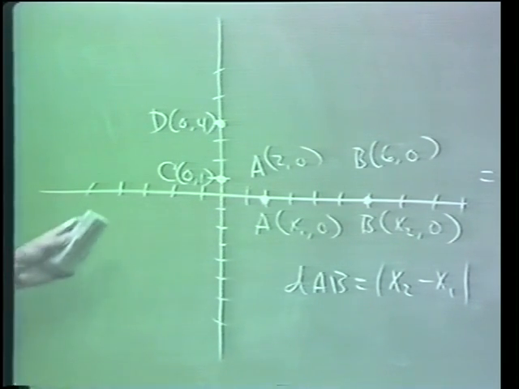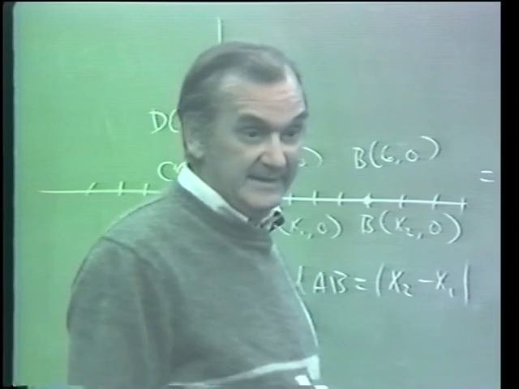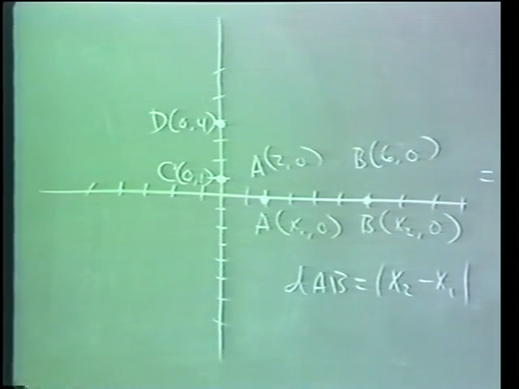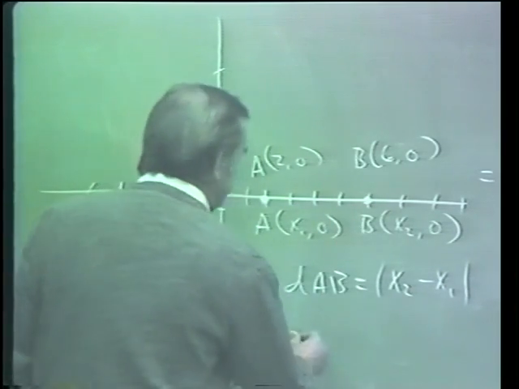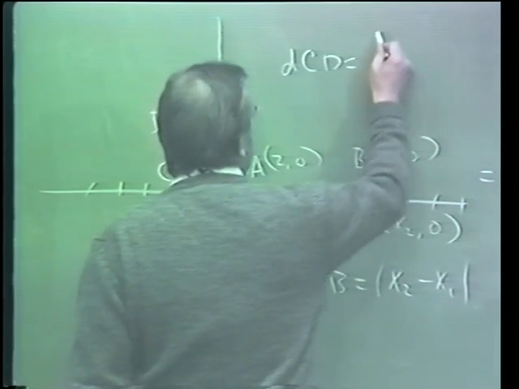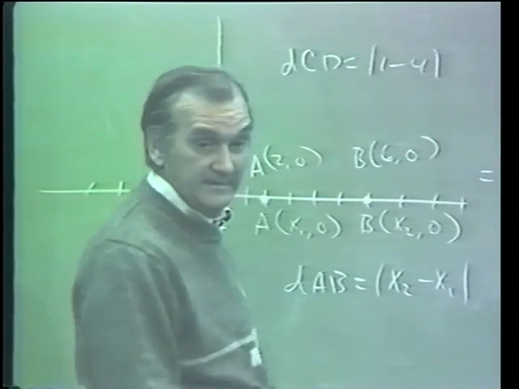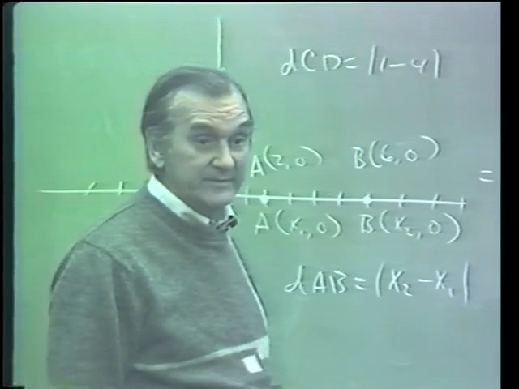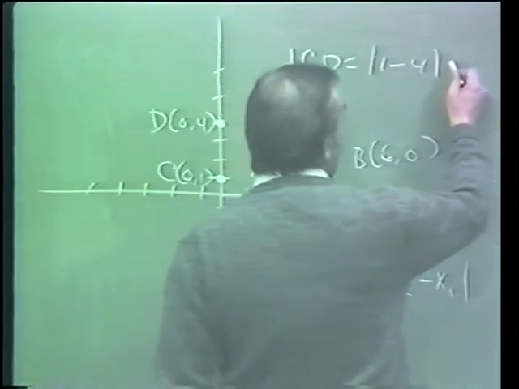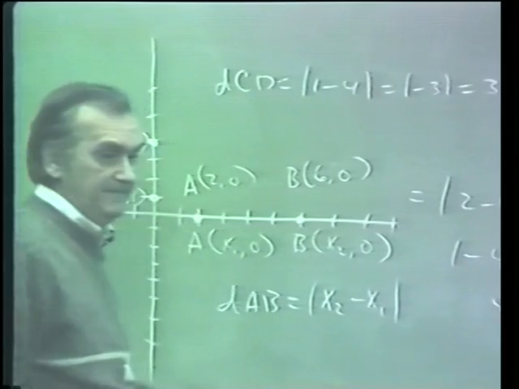It was the difference of the y's. But you want to make sure it's not a negative number, so you take the absolute value. So the distance CD would equal the absolute value of 1 minus 4 or 4 minus 1. Doesn't make a bit of difference. Well, the absolute value of 1 minus 4 is negative 3, which is 3.